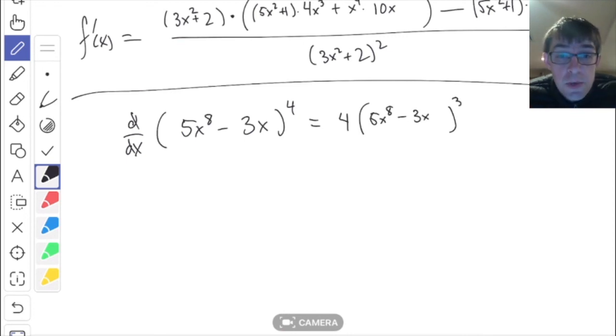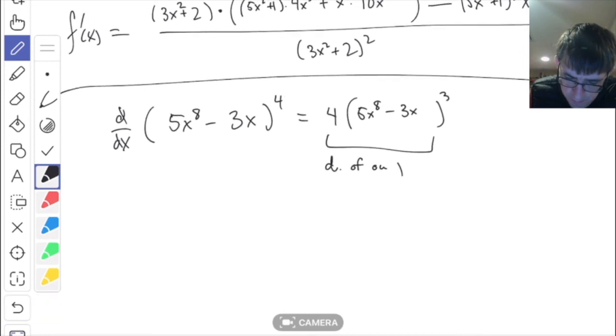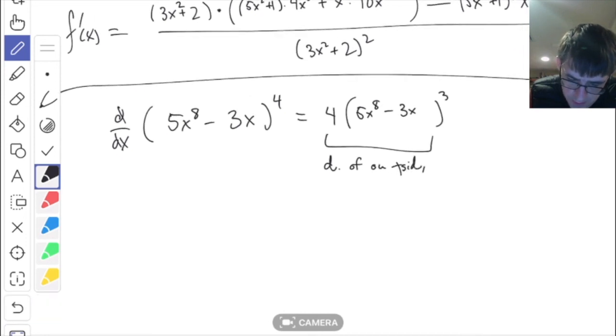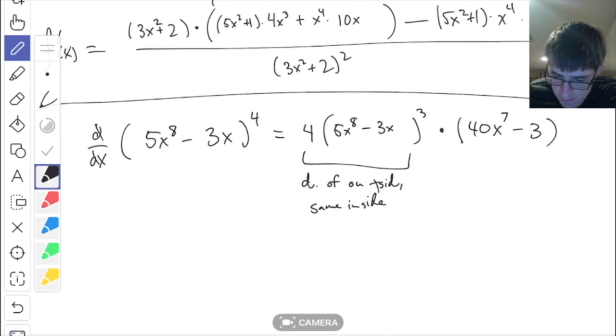Change the exponent to a 3. So that much is the derivative of the outside with the same inside. And then separately, I multiply times the derivative of the inside. Derivative of 5x to the 8 would be 40x to the 7 minus 3. All right, and that is the derivative of the inside. This is the chain rule.